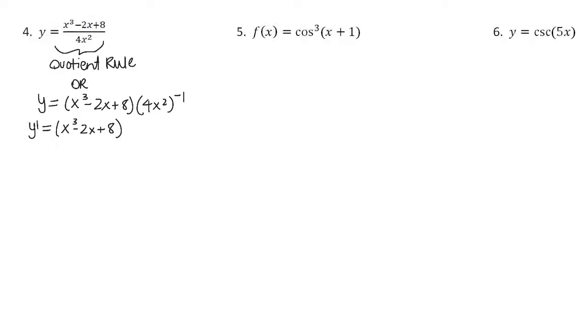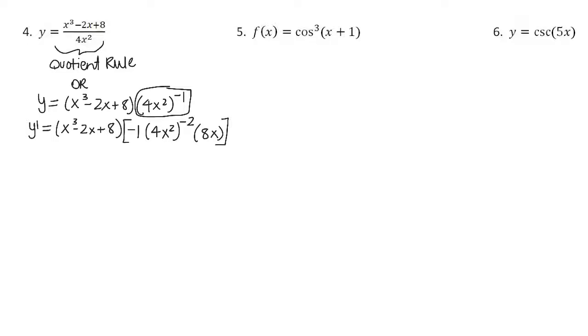Now, the derivative of the second, right here, you're going to have to do the chain rule. So the derivative of the second, and I'm going to do brackets because there's going to be a little bit in there. You're going to have -1 times 4x squared raised to the -2 times the derivative of the inside, which is what? 8x. Okay, y'all look at that.